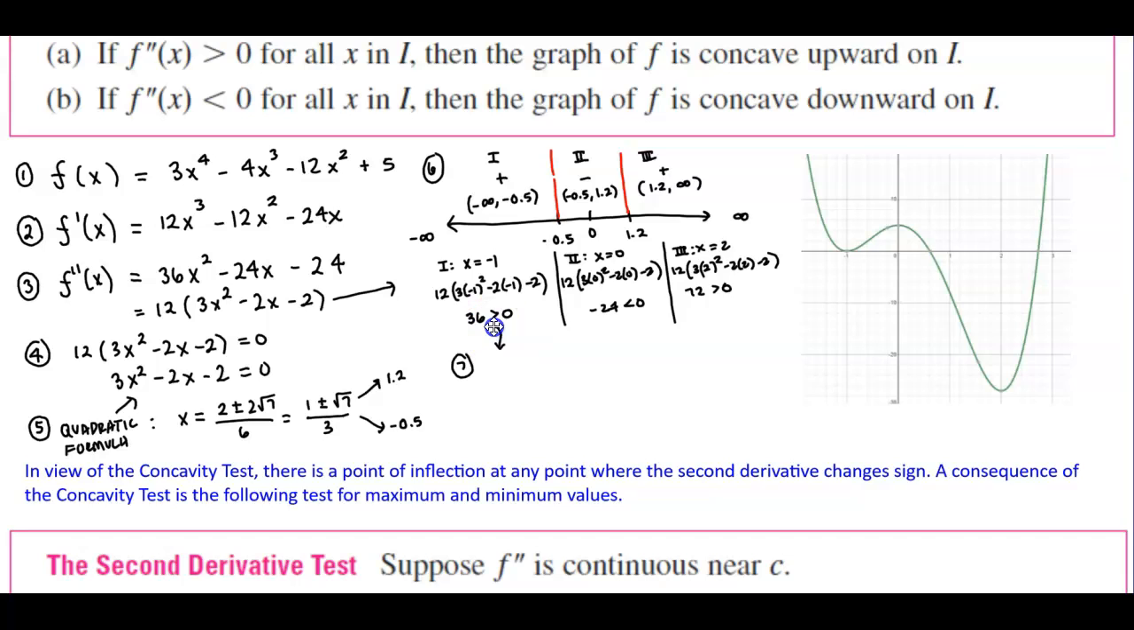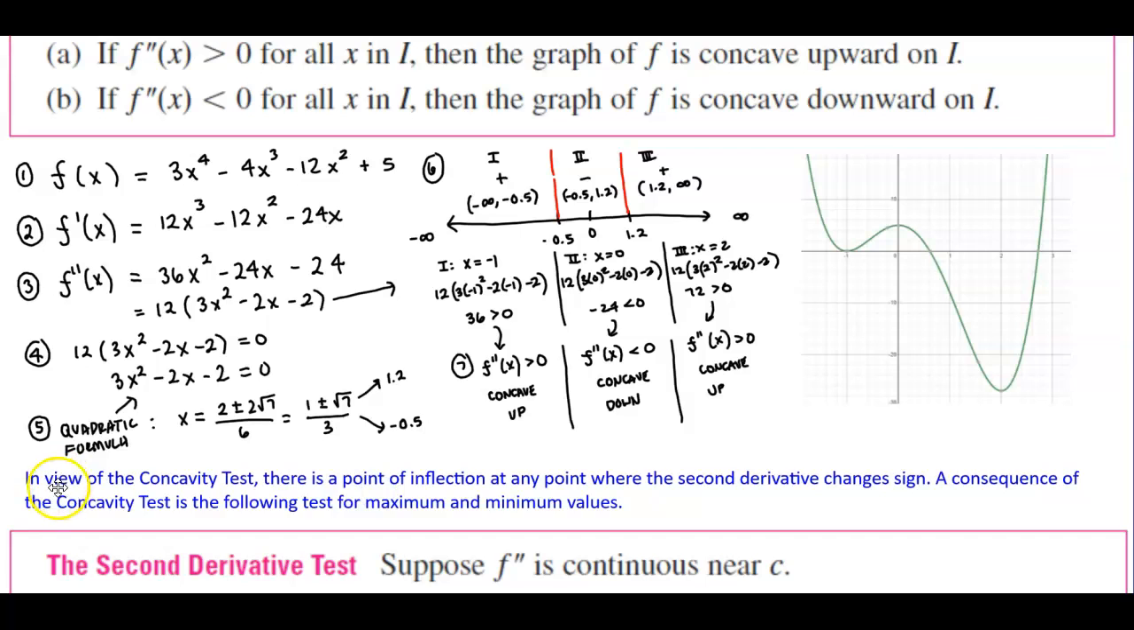So we can see here that this tells us that the second derivative is positive. And if it's positive, then that means it is concave up. Okay, here we can see that the second derivative is less than 0. So therefore, this is concave down. And then here we can see that the second derivative is going to be greater than 0. And so therefore, this is concave up.